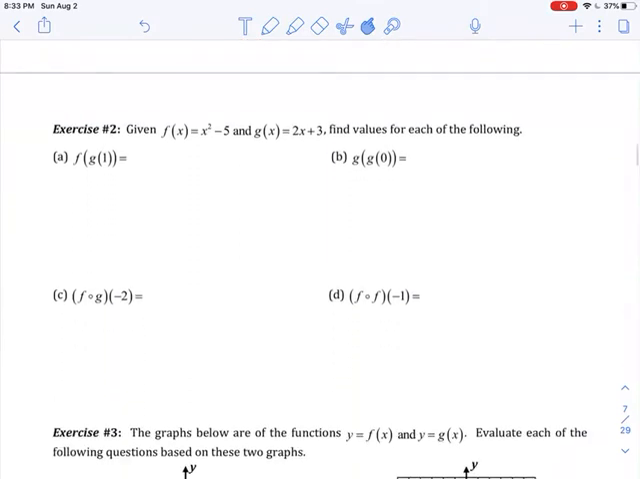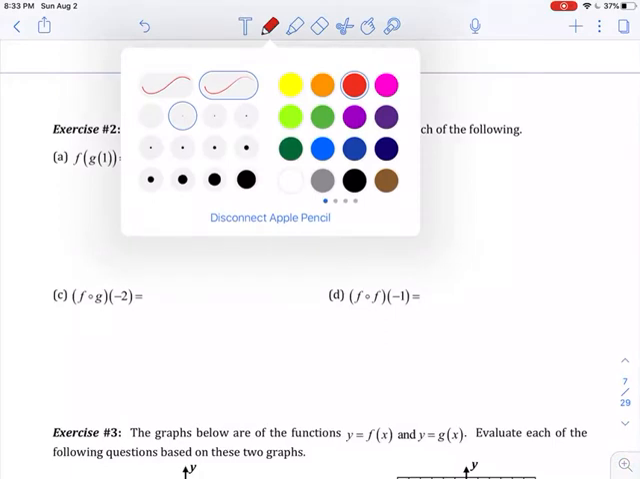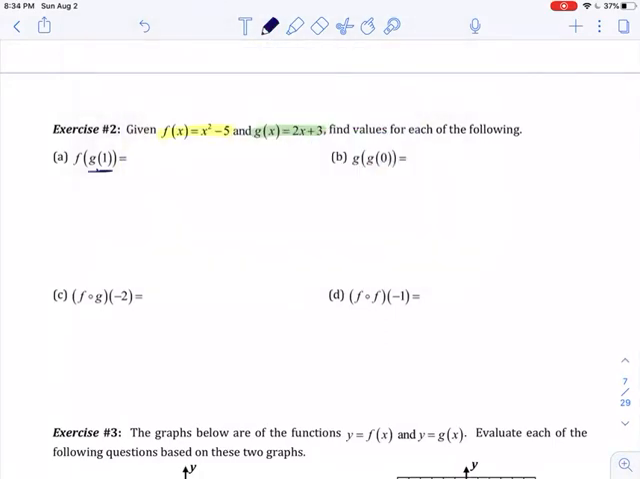So next page, remember I've got two functions. I'm always doing the one on the right first. So I've got two functions here. My first function is f of x equals x minus 2, and my second function is g of x equals 2x plus 3. So the first function I'm going to do is the one on the right. Let me get a darker color here. So I'm going to do this g of 1 first.